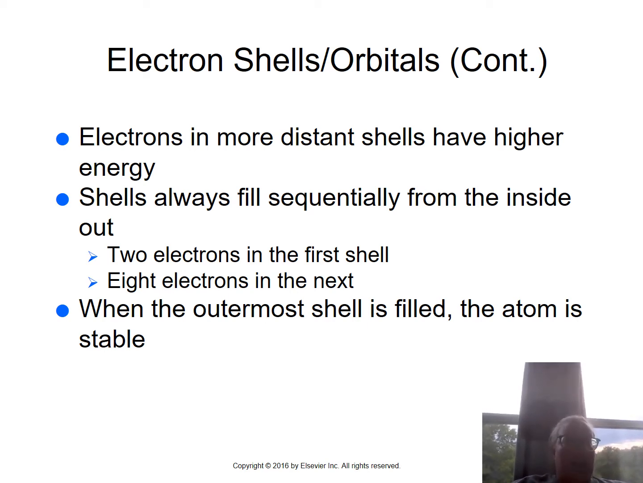So to give you an example, carbon with 6 electrons carries 2 electrons in the first shell and 4 in the second shell. And sodium with 11 electrons has 2 electrons in the first shell, 8 in the second shell, and then 1 in the third shell.